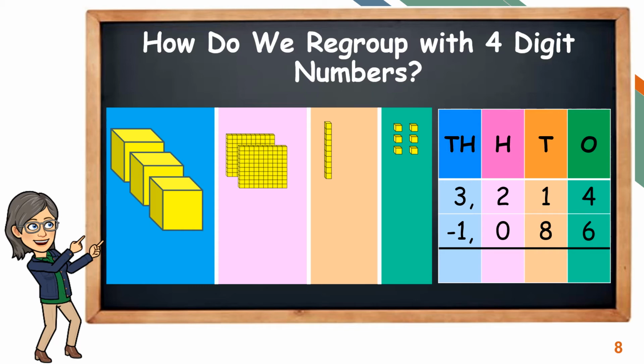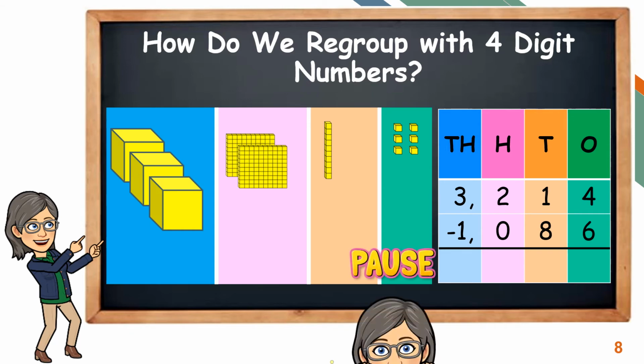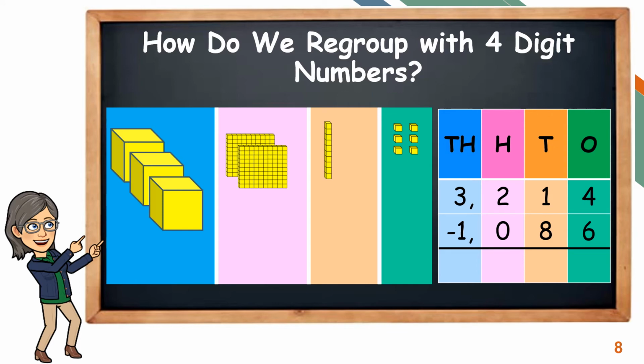Ask yourself, how can we get more ones to increase the 4 ones in 3,214? Pause the video and turn and talk to a partner. If you said we can regroup or trade one of the 10s for 10 ones and add the 10 ones to the 4 ones in 3,214, you are correct. To show this, we will first trade one 10 block for 10 ones blocks in our model.